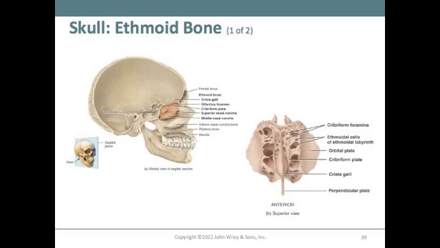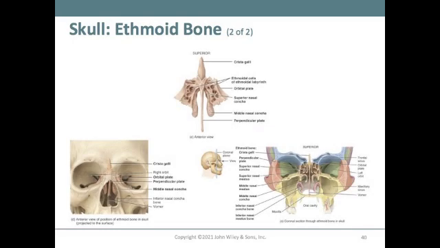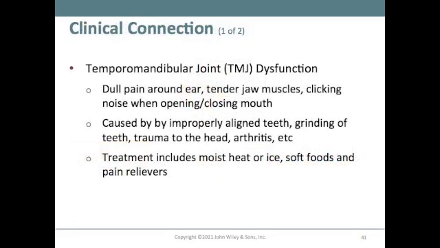So now we're looking again at the sagittal plane and having a close-up of this ethmoid bone. And this is on page 214, figure 7.9. And here we have it again, kind of in greater detail. And you can see this is another very irregularly shaped bone. Many irregularly shaped bones in the skull.